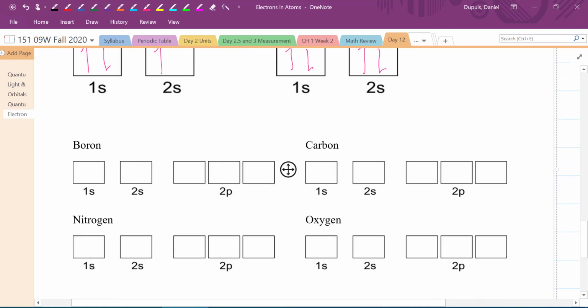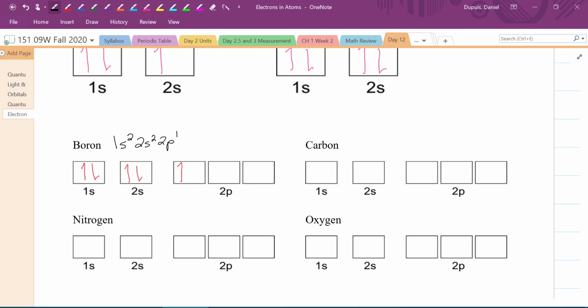So boron. I have the boxes drawn for us, or lines if you want to draw lines. Okay, so boron. We start with 1s, there's 2, then it's 2s2, and then we skip over to 2p1. So we go up, down, and then up.